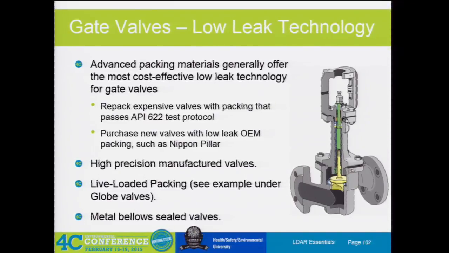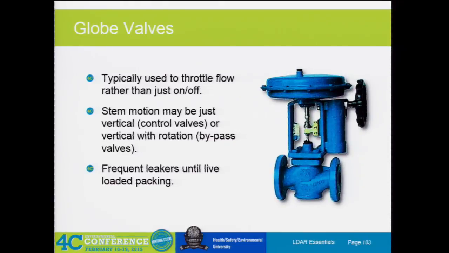Then you got the new bellow seal valves, and someone in there has some examples of those. Globe valves throttle flow rather than just shut it on or off. Stem may be vertical, can also probably be horizontal. And frequent leakers until live load packing. So these usually are the ones you'll see the live load packing on.